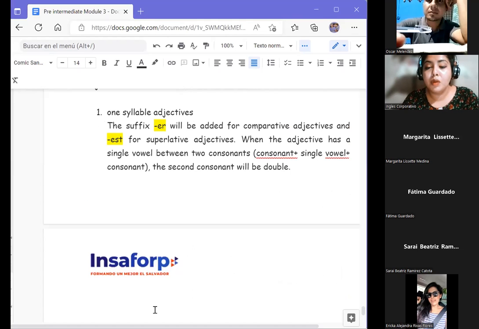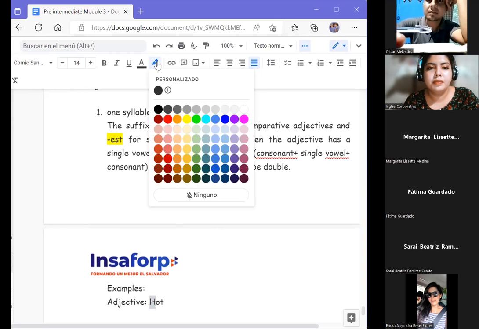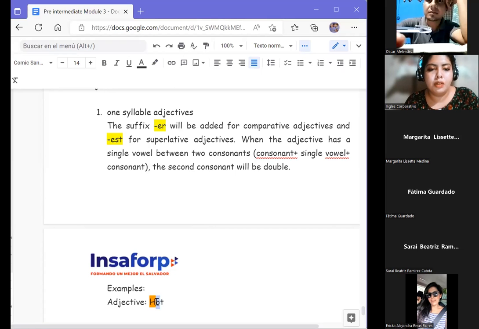So we are going to have an example for this information in which we are saying when we have one-syllable adjectives, the very, very short words, and we have just one vowel between two consonants, we are going to double the second consonant and we are going to add the ending. So we are going to see the examples of a comparative adjective with a single vowel between the two consonants. And we have the adjective hot. We see here that we have consonant, vowel, and consonant again.